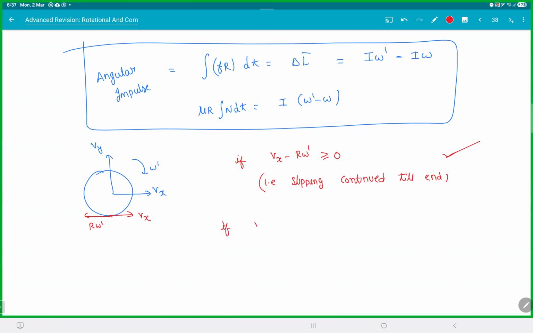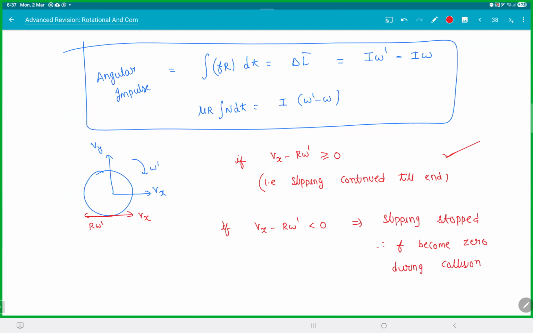But if your Vx minus R omega dash was less than 0, this implies slipping stopped somewhere in the middle. So, great, right? Friction stopped acting somewhere in the middle, and therefore F became 0 in the middle of the collision. Now, again, not really tough, but you have to keep this in mind.